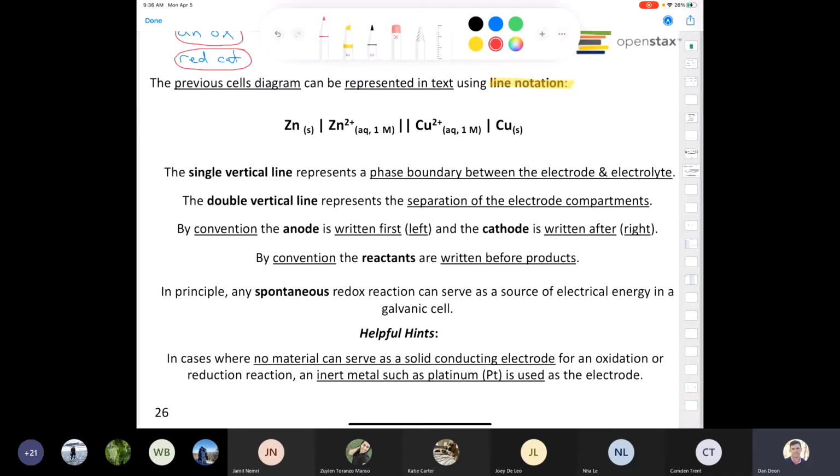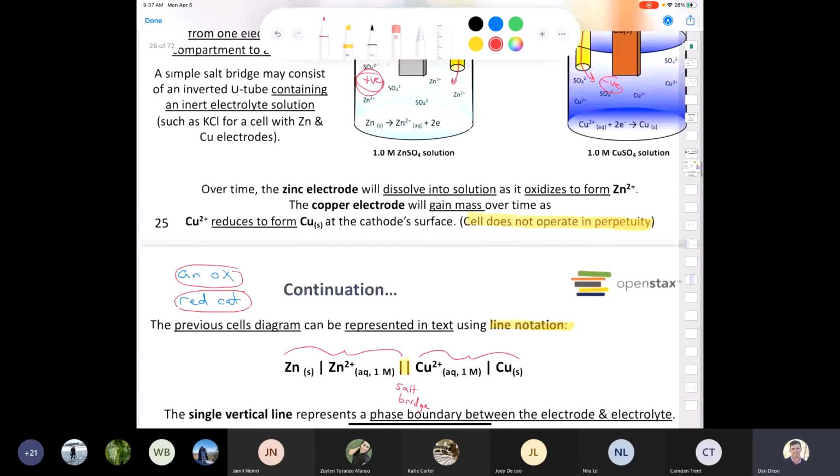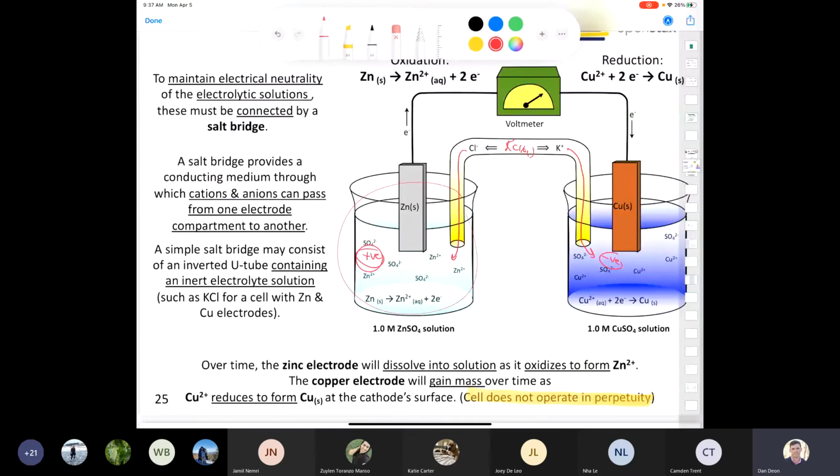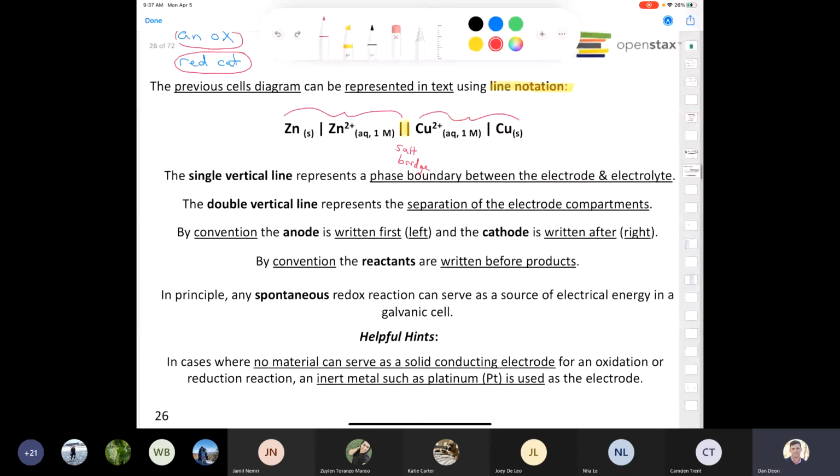Here in the middle, we can think of this double line as representing the salt bridge. So this is our salt bridge represented here. We have one half of the cell over here, and the other half of the cell over here, right? Because on the left-hand side, I had my zinc in my solution of zinc 2+. And on the right-hand side, I had my copper in my solution of copper 2+.